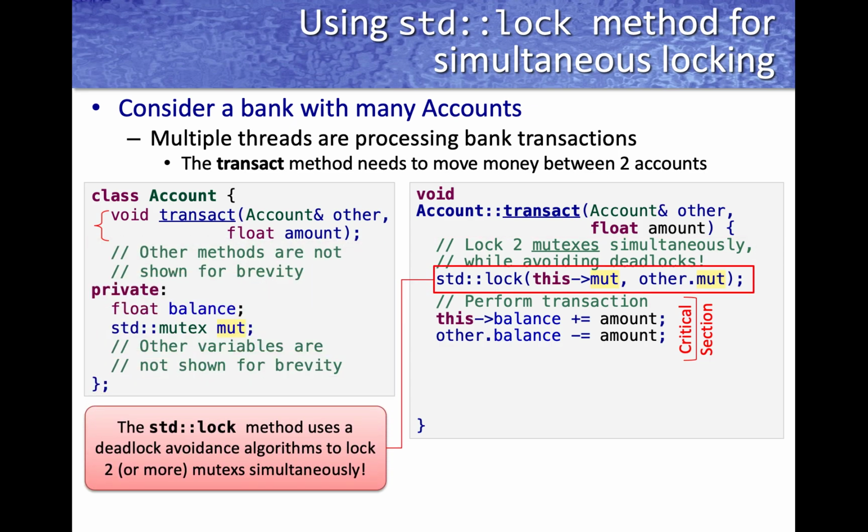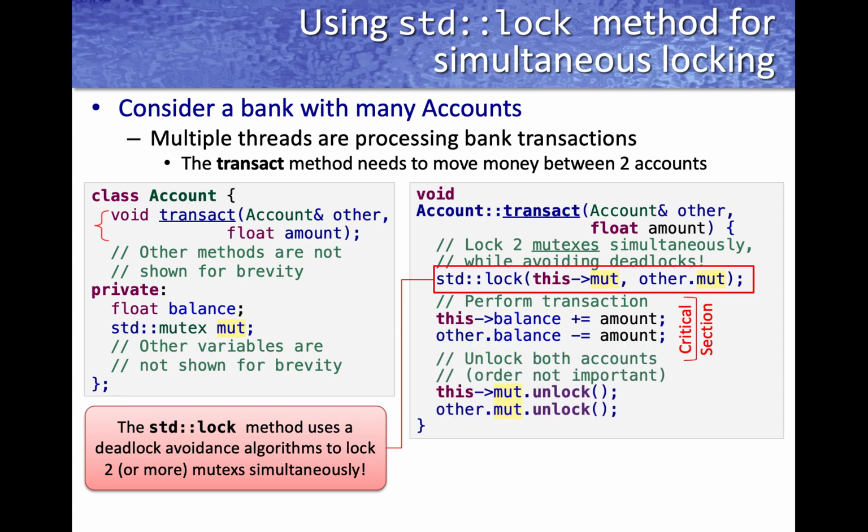And then it's important to then unlock these two accounts. So the std::lock method is important because it uses an internal deadlock avoidance algorithm to lock those two mutexes simultaneously. Then you perform the operation and then unlock the two mutexes. So it's important to keep these operations in mind. And this is important for working with two shared resources simultaneously.